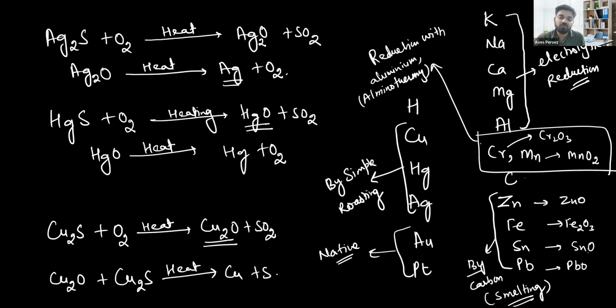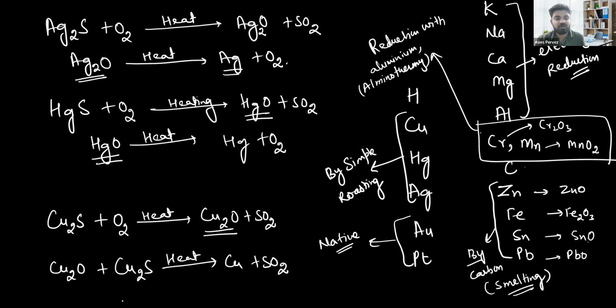Cu plus SO2 again. So here you see that these metals can be reduced without any reducing agent: copper and silver and mercury. But in case of copper, the crushed ore itself behaves as a reducing agent. If you heat Cu2O alone, then you need at least carbon to reduce it.